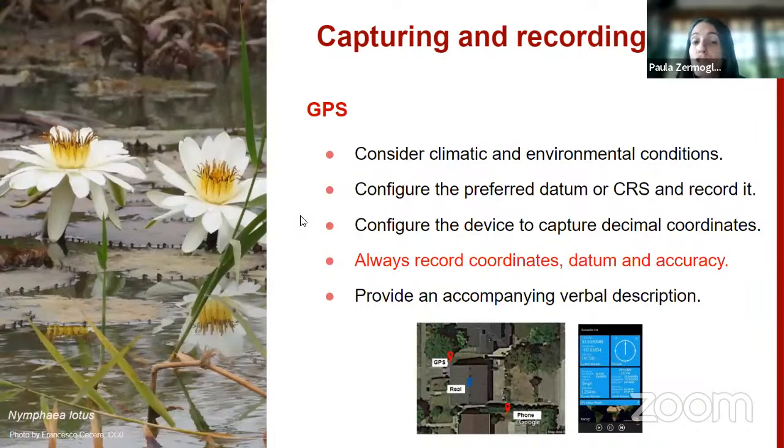Some considerations if we're using GPS data. This might be even more relevant for when we're capturing the location information in the field. We have to always consider climatic and environmental conditions because the measurements of GPS depend on it. We have to configure the GPS to the preferred datum or coordinate reference system, and always write down which coordinate reference system we're using on the GPS. We should configure also the device to capture decimal coordinates, and obviously always record coordinates, datum, and the accuracy of the GPS when writing down the data.